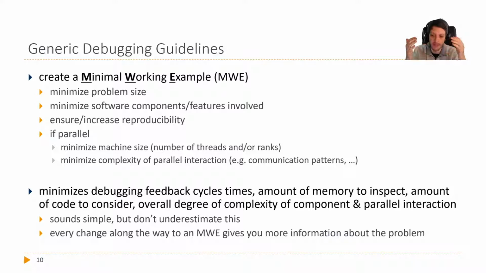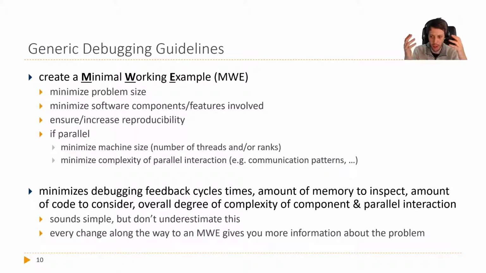You should try to minimize the components or the features that are involved. You should try to ensure that it's reproducible. And if you cannot do that because your algorithm is inherently non-deterministic, at least try to increase reproducibility. Maybe there's some corner case where it happens more often than for others.